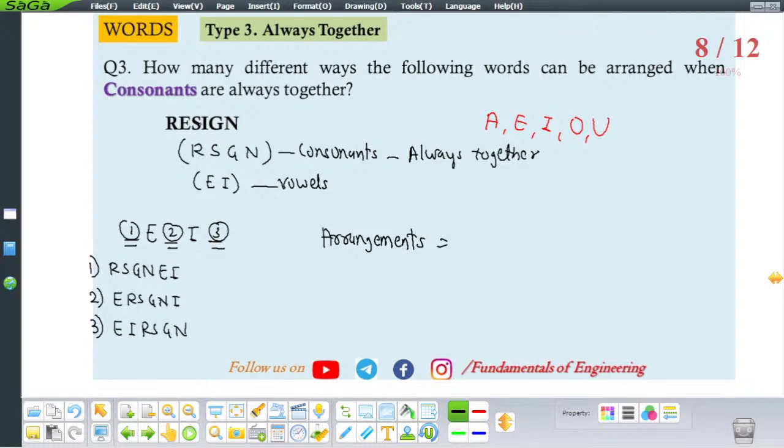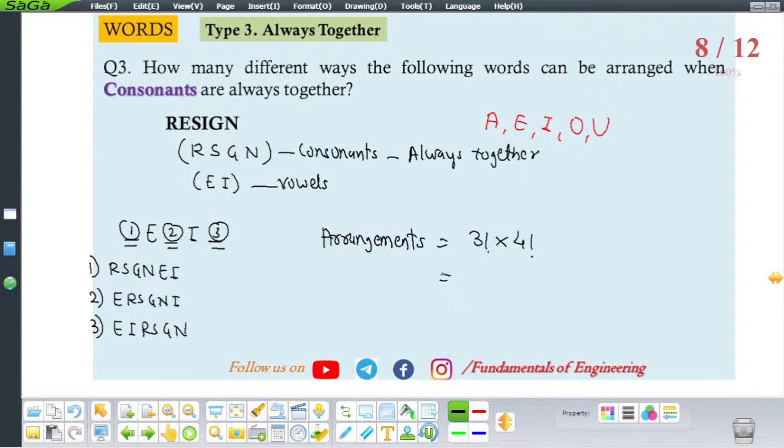How many places? 1, 2, 3. So 3 factorial. Now we have to check whether there is any repeated letter. No, there is no repeated letter. And the remaining are consonants 1, 2, 3, 4. These 4 consonants can be arranged in 4 factorial ways. So tell me what is the answer for this? 3 factorial into 4 factorial.